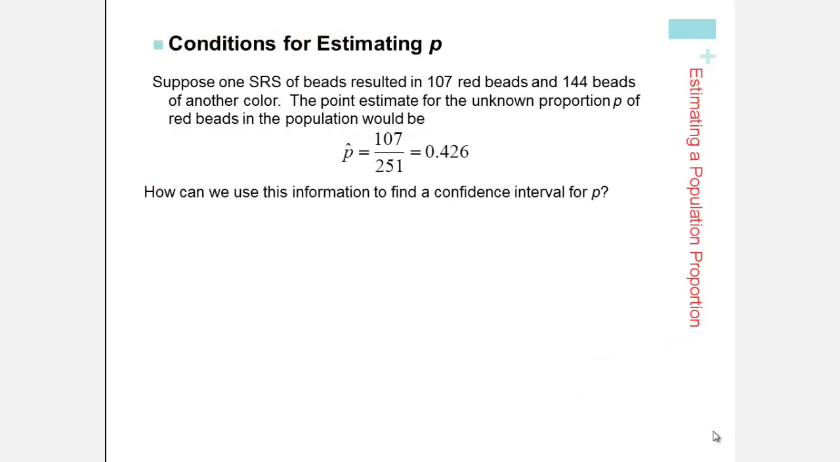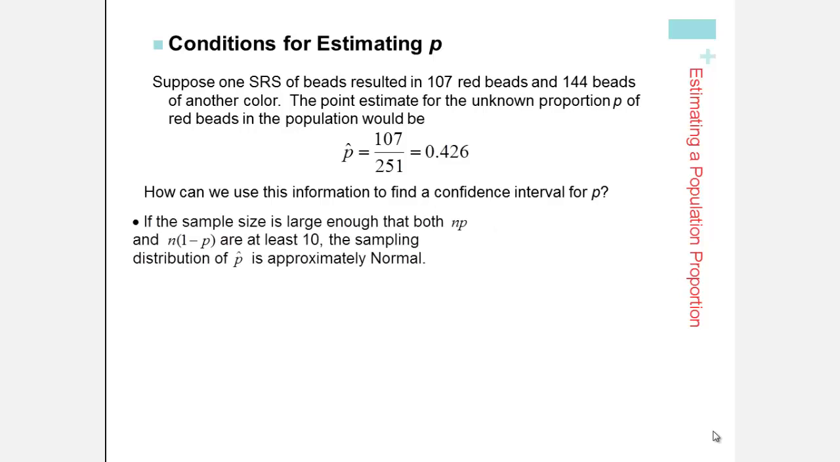Suppose 107 out of 251 beads are red. Our point estimator, p hat, would be 0.426. To determine our confidence interval, we first need to check the conditions.